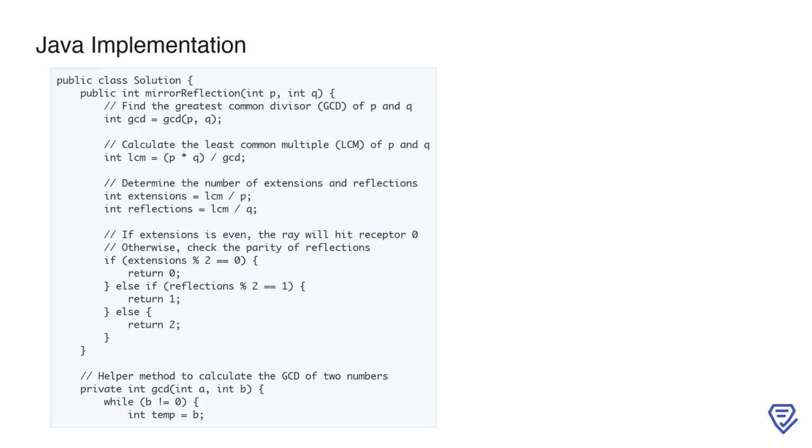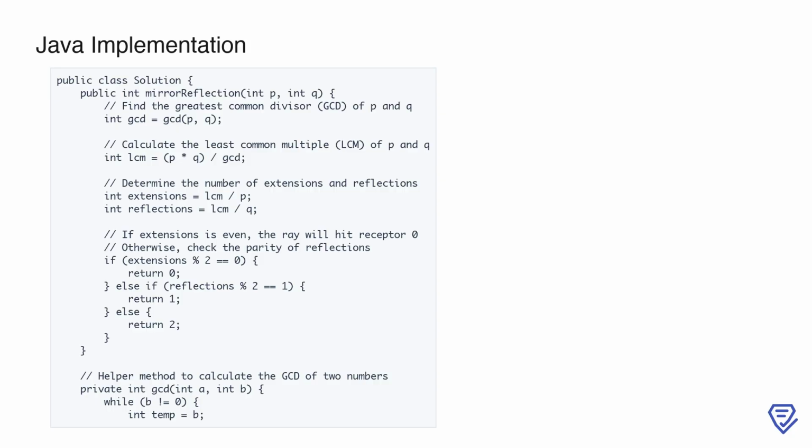Here, we begin by defining the mirror reflection method, which takes two parameters, P and Q. These represent the dimensions of the square room and the distance the laser travels vertically, respectively. The first step in the implementation is to calculate the greatest common divisor, or GCD, of P and Q. This is done using a helper method we'll define shortly.